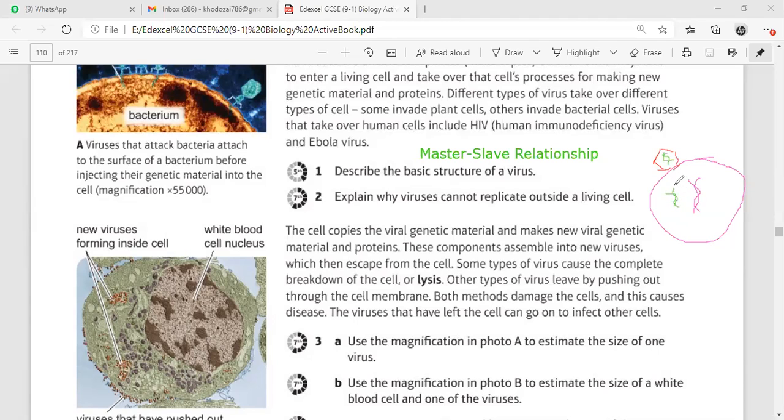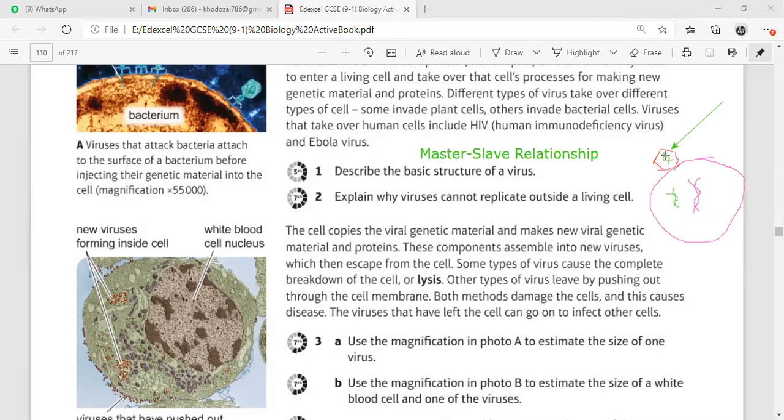Okay, so is this a DNA virus or an RNA virus? No, this is a DNA virus. Why? Because it is double-stranded. Correct? So yes, this is a DNA virus, correct?